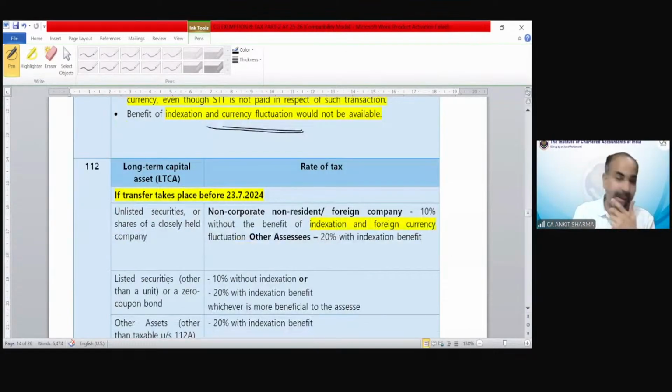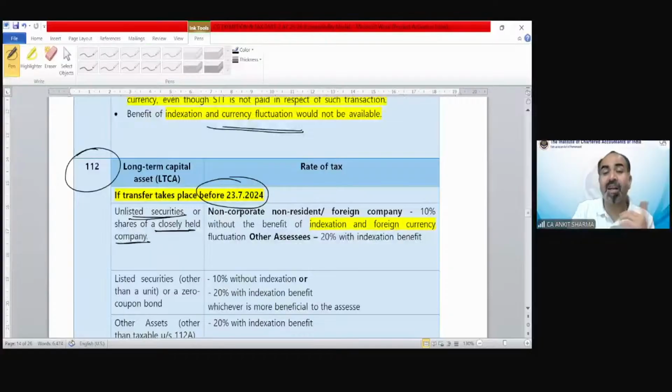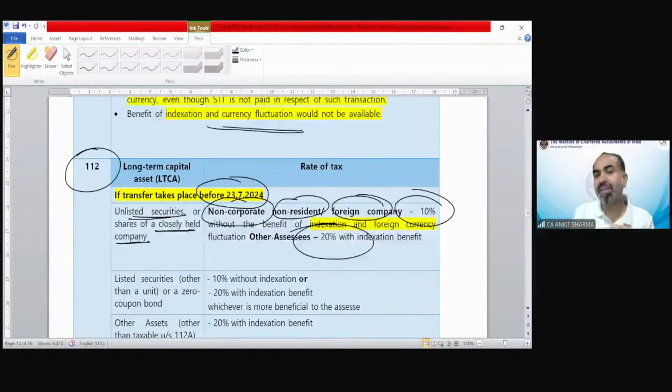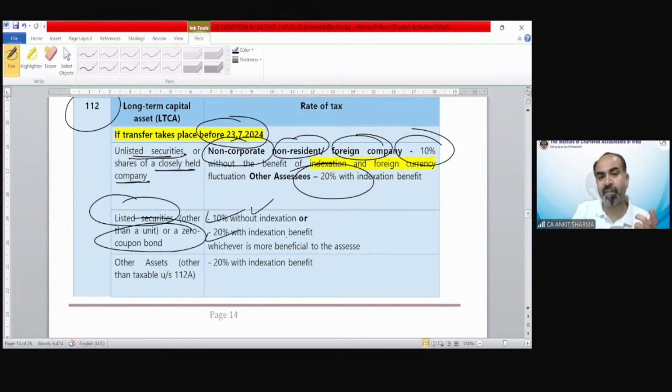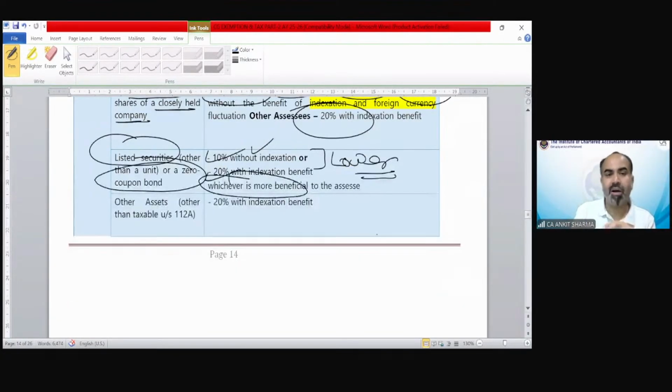Now other long-term capital assets other than 112A, normal 112. If transfer is before, then you must have remembered that for unlisted security and shares of a closely held private company, if you are a non-corporate, non-resident or a foreign company, the rate is 10%, otherwise the rate is 20%. Listed security and zero coupon bonds, the rate is 10% or 20%: without indexation, with indexation, whichever is more beneficial, that means whichever is lower. Other asset, 20% with indexation.